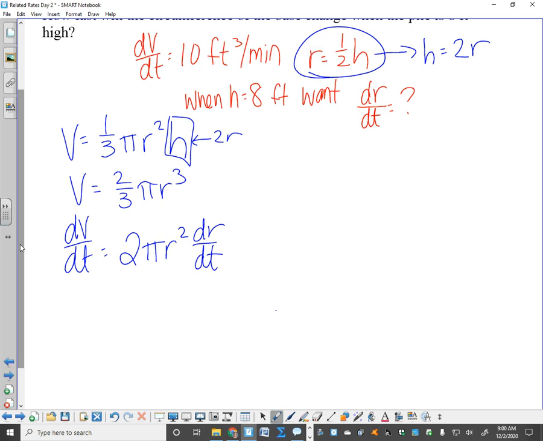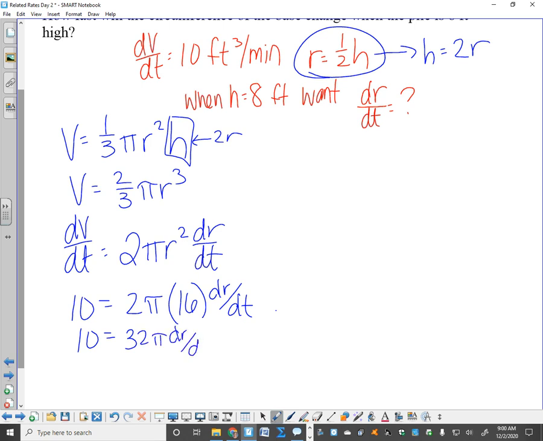Okay. dv dt they gave me, that was 10. 2 pi. Now they didn't give me r, but I need an r. But they did give me an h. h is 8. Now I can use the relationship that r equals half of h to know that if h is 8, then r is 4. So this is going to be 4 squared, which is 16. And that is who I want. So 10 equals 32 pi dr dt.